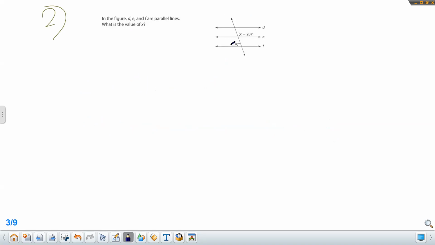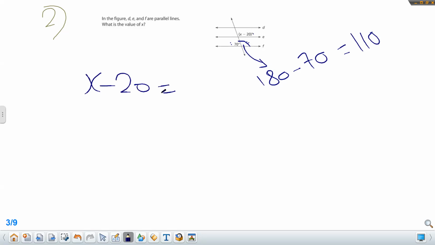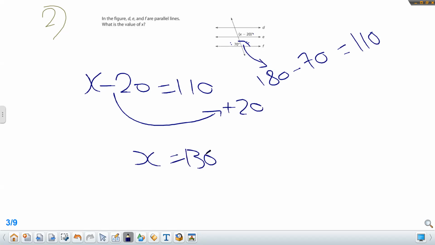But I can find the measure of this angle by 180 minus 70, because these two angles are on the same straight line. So 180 minus 70 equals 110. Okay, now ask yourself, what's the relation between this angle and X minus 20? Yes, good, they are corresponding. So now we can make an equality between X minus 20 and 110. Then you can find X by moving negative 20 to the other side as positive 20. Then we can say X equals 130.